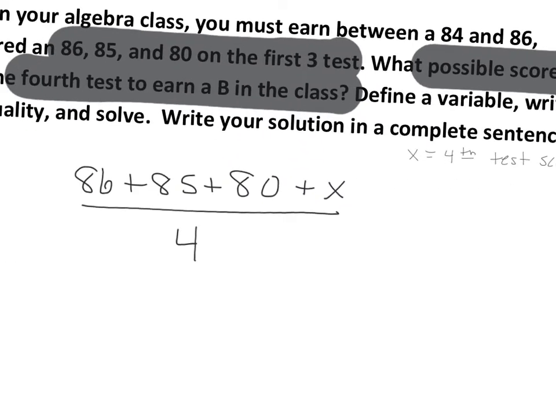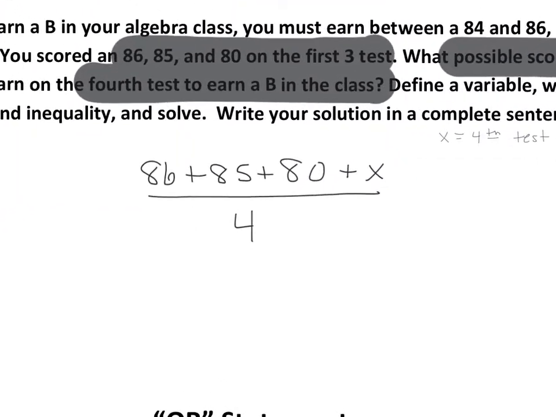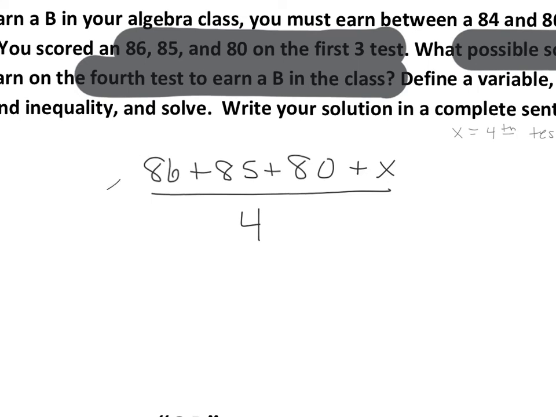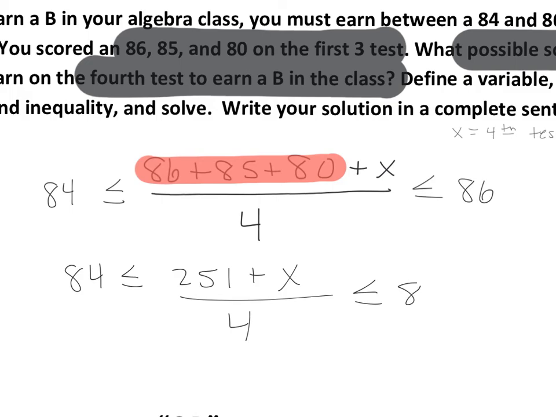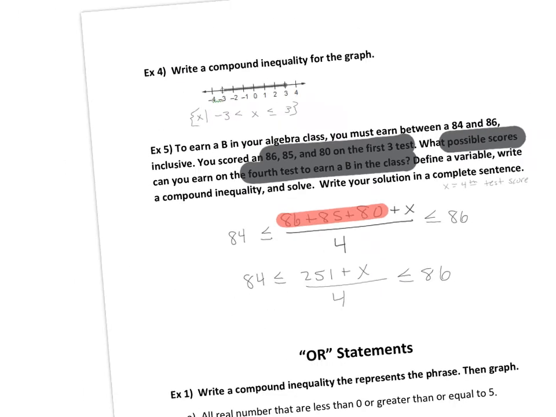Okay, all right, and so then I'm going to kind of finish up my inequality here. I want between an 84 and an 86, so I'm going to be between an 84 and an 86. Again, I have the less than. Now, I put an equal sign because technically I can equal both of those. As long as I get exactly an 84, exactly an 86, I can get there. Okay, so now we're going to go ahead and solve. So we're going to add these guys up first. And when we add those up, you should get 251. So I've got 84 less than or equal to 251 plus x divided by 4 is less than or equal to 86. Okay, and then this is where you can go ahead and kind of break it into 2 parts.